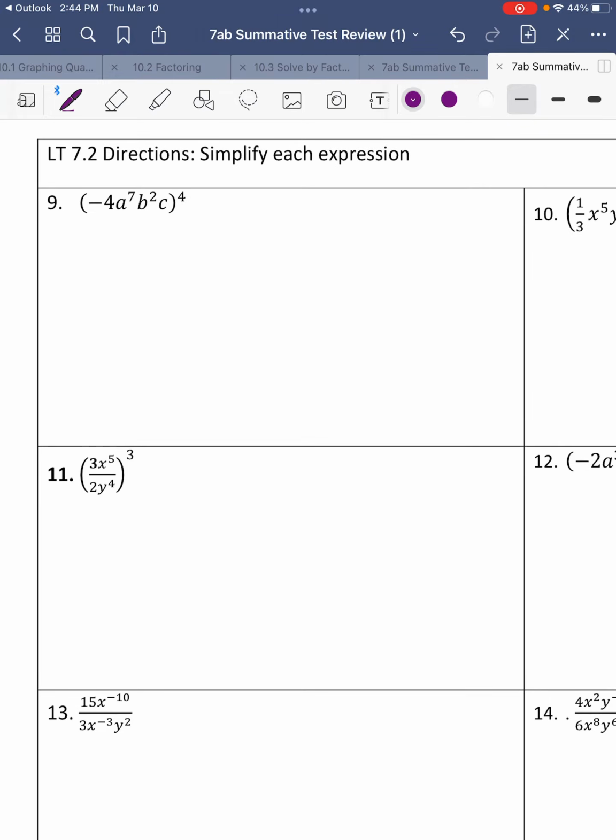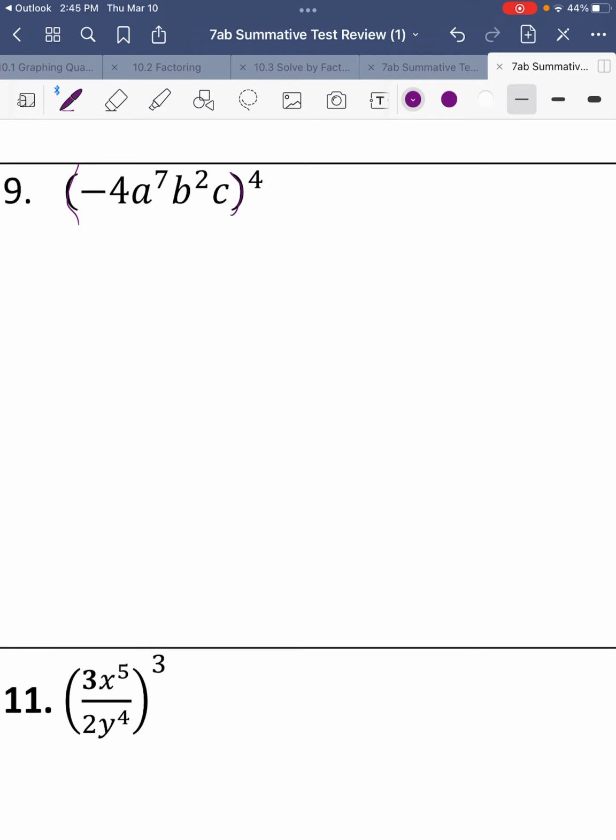So here we're dealing with exponents. We have two different things we're working with. We're working with exponents or powers to powers, exponents to exponents, so raised to another exponent. And we're also going to work with some negative exponents. So let's get started. When we have an exponent on the outside of parentheses, what we're going to be doing is we're going to distribute.